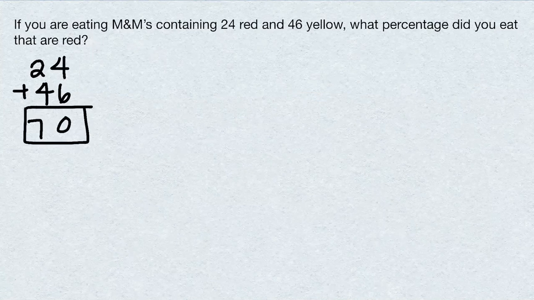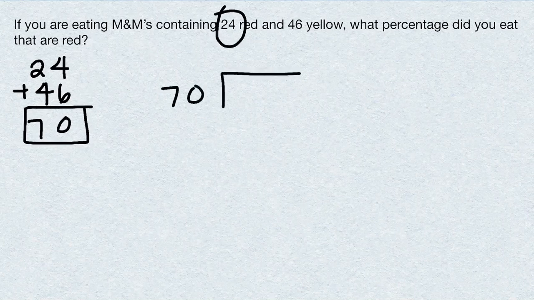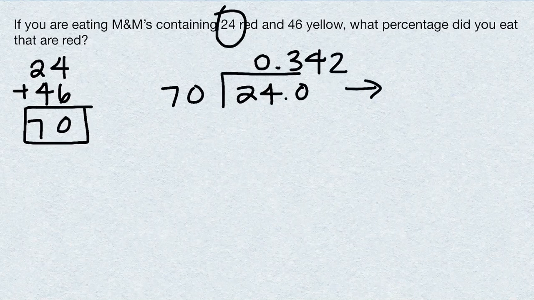So now I have to go back. They wanted to know how many red ones I ate, and that happened to be 24. So I'm going to take my 70, divide that into 24, and put your decimal place up there. This one would go into there 3 times, drop that down, then 4, 2. Again, this one goes on for a bit, so we'll just leave it at that. Now we've been left with our decimal.